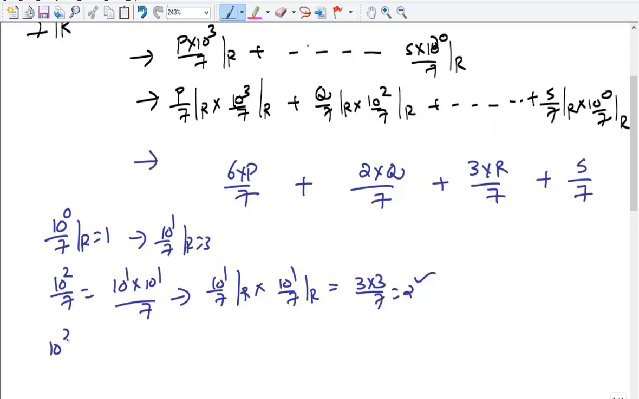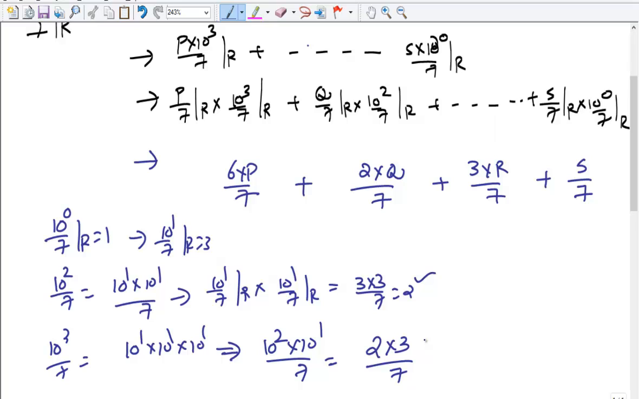Now when we're trying to find 10 cube by 7 remainder, either you can write this as 10 power 1 into 10 power 1 into 10 power 1, or you can write this as 10 square into 10 power 1, whichever is convenient for you. I say that 10 square into 10 power 1 is quite simpler. 10 square remainder, we know that it's already 2. 10 power 1 remainder, we know that already, 3. So by 7, that is 6 by 7, so the remainder is 6.